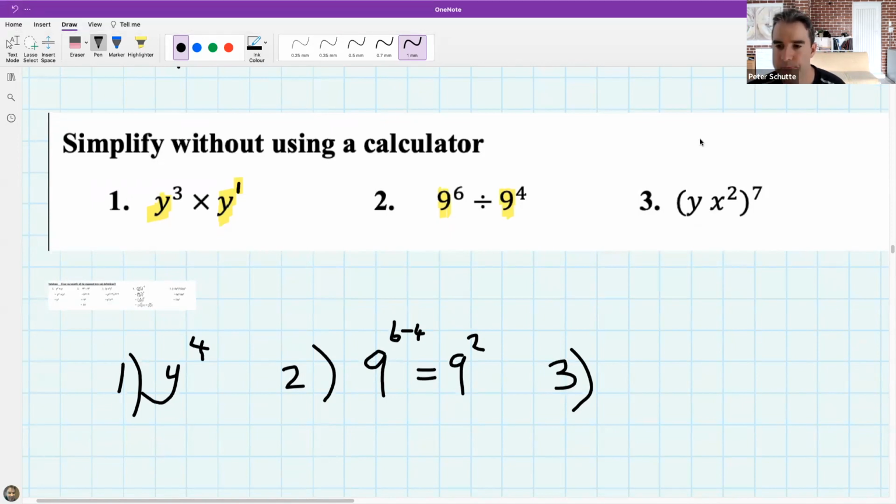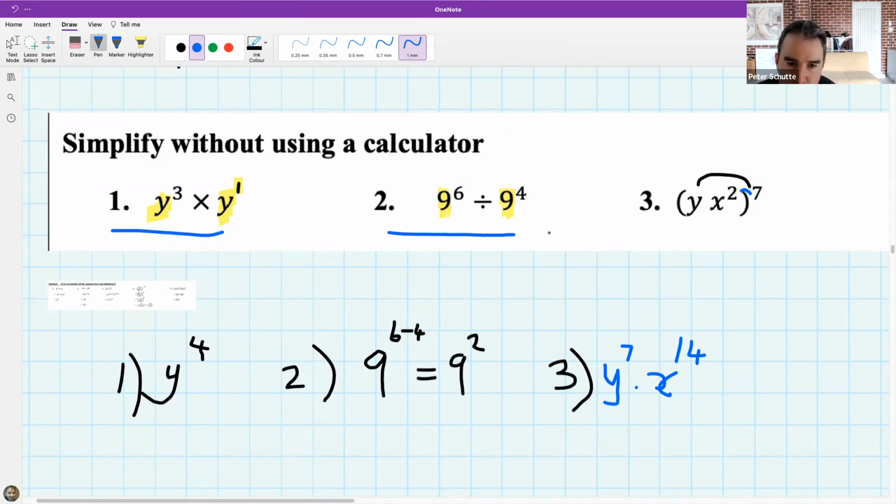Sino, let's go to you. So for number 3, I took the 7 and added it to the y, so it's y to the power of 7. Okay, so you applied the 7 to here. Yes. And then for the x, I did the same thing. I applied the 7 to the 2. So you multiply them, which is law 3. So you say 2 times 7, and that gives you x to the power of 14. Okay, so you got y to the 7 times x to the power of 14. And yes, so basically the first one was law 1, this was law 2, and this was law 3.